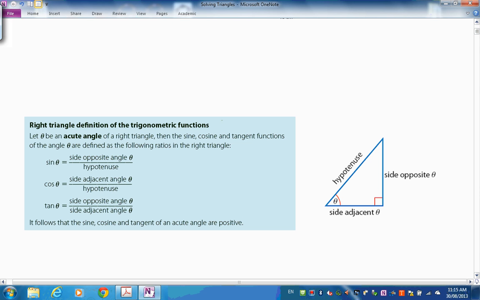Right angle definition of the trig functions. Here we are. Sine theta is side opposite over hypotenuse. Cosine of theta, side adjacent over hypotenuse. Tangent of theta is side opposite over side adjacent. Nicely summarized by Sokotoa. How do we see that? The sine is the opposite over hypotenuse. The cosine is the adjacent over the hypotenuse. The tan is the opposite over the adjacent.